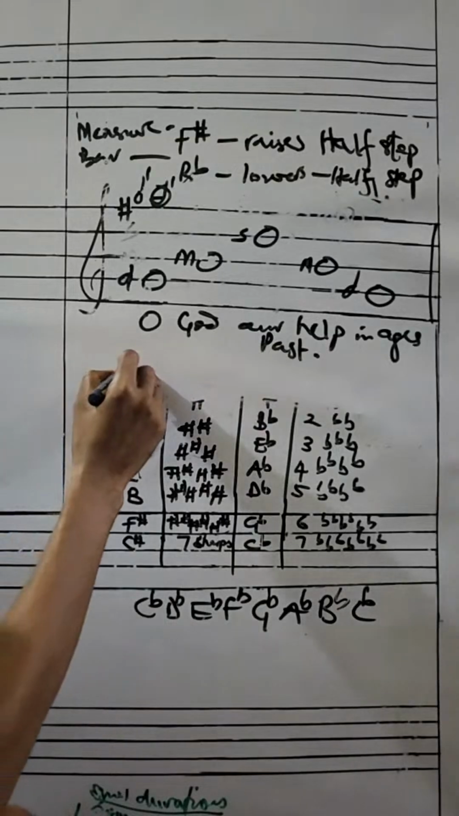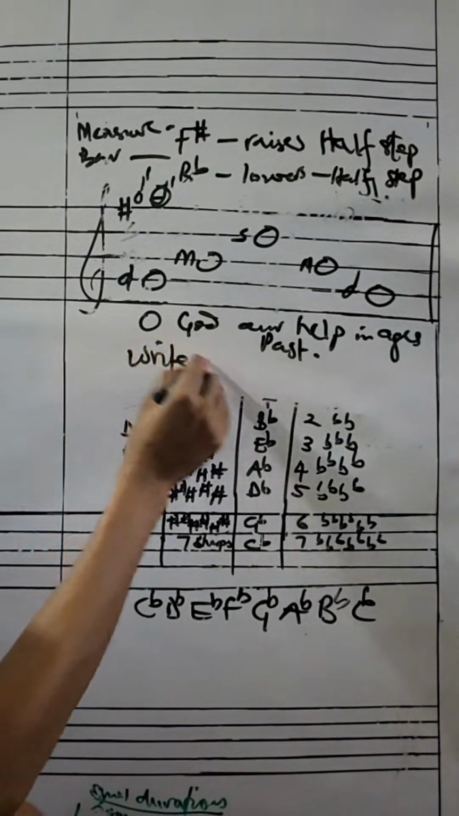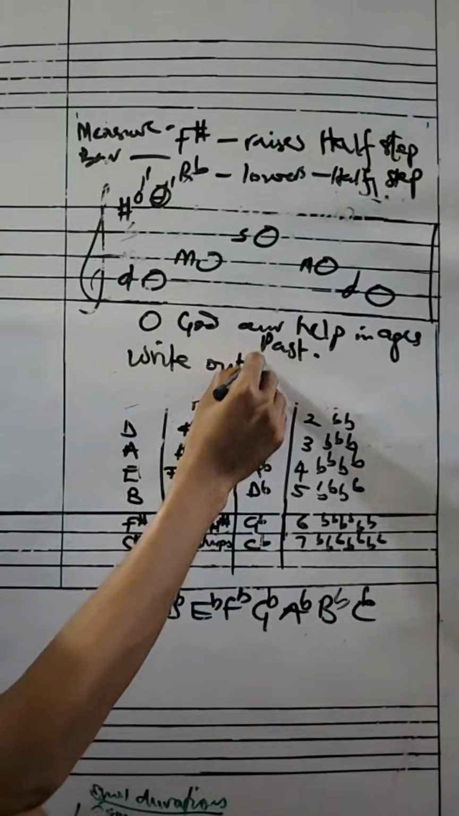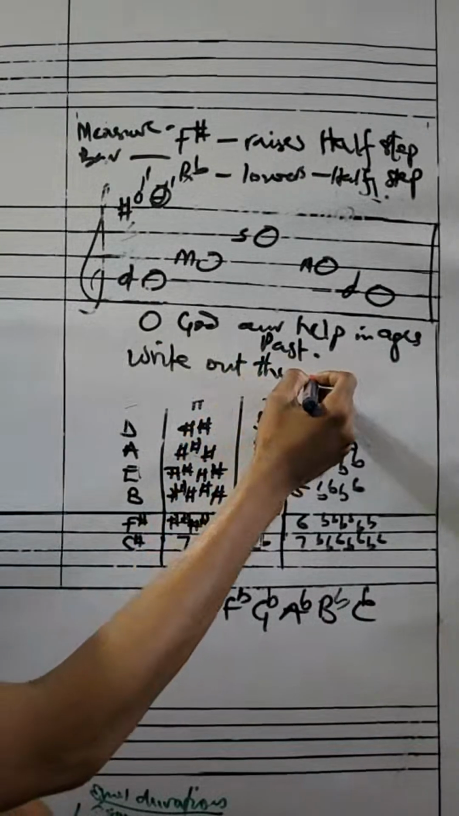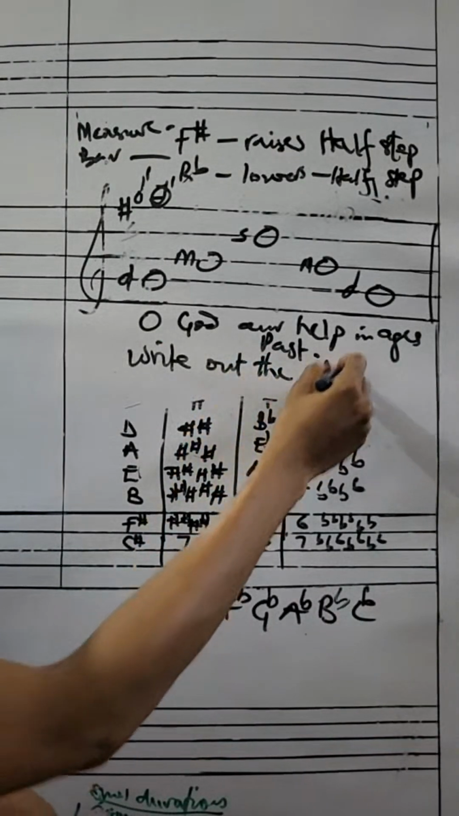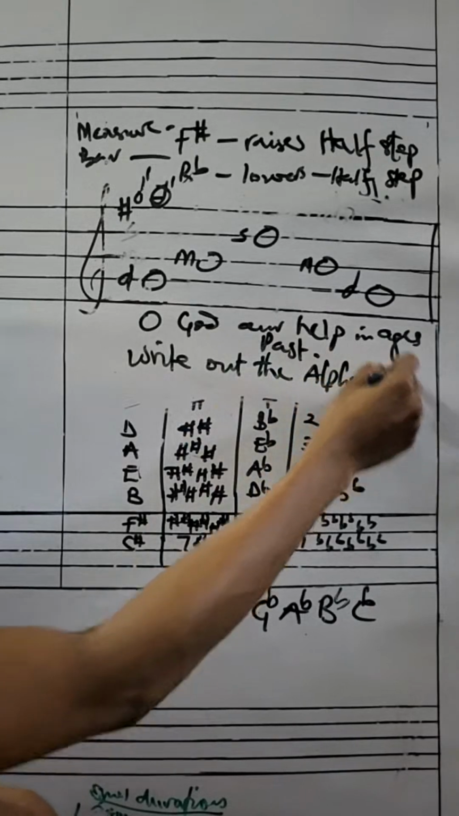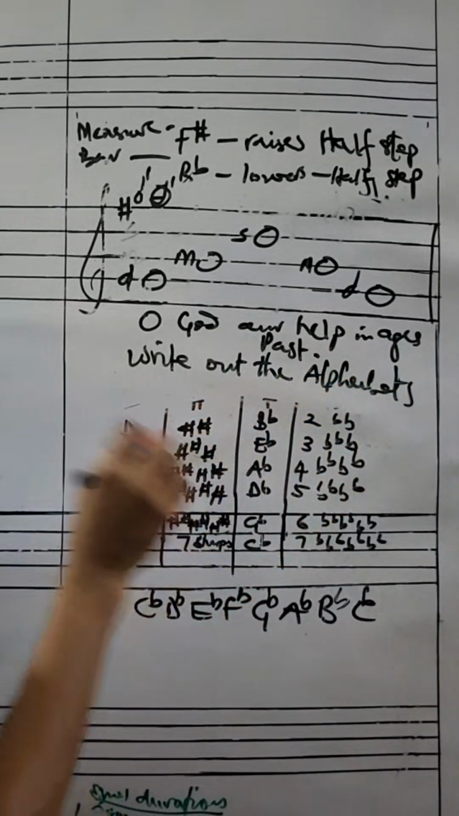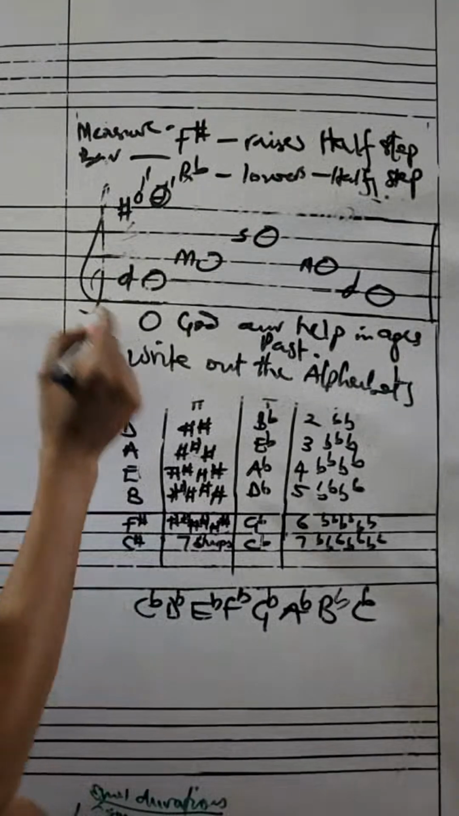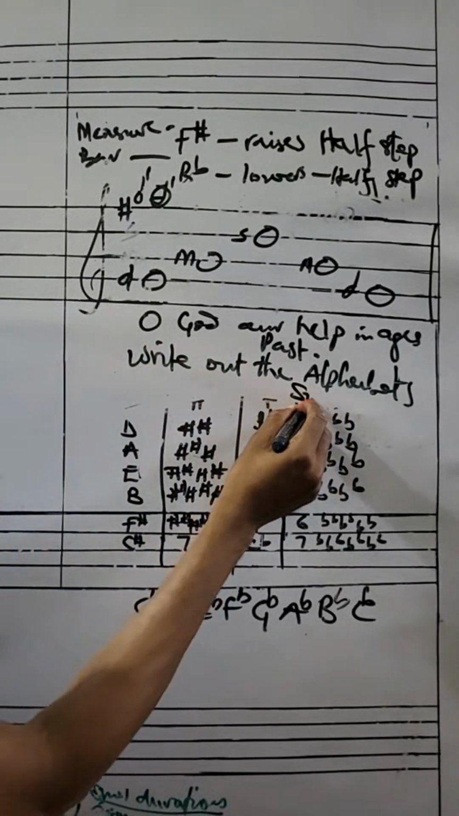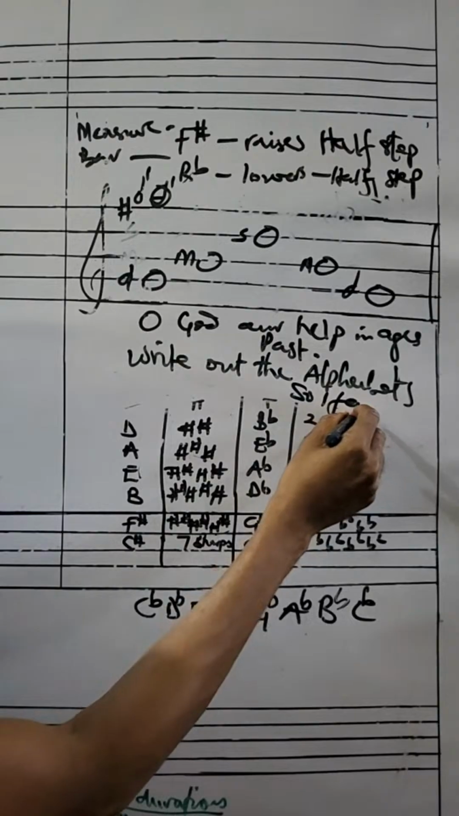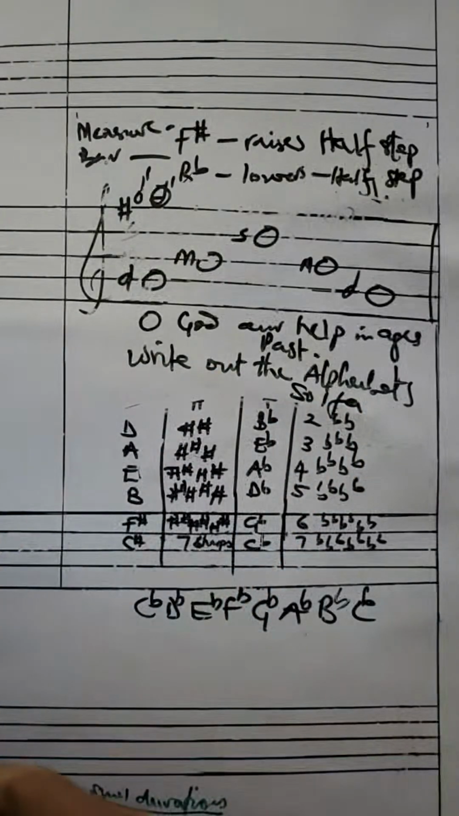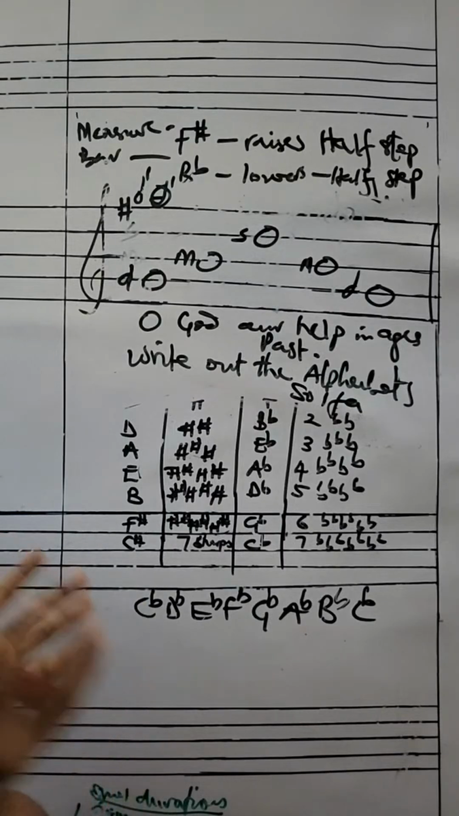Now you're going to write out the alphabets of the first part, and also the solfa notation. So you are writing the solfa notation for me. First, how do you get the key?